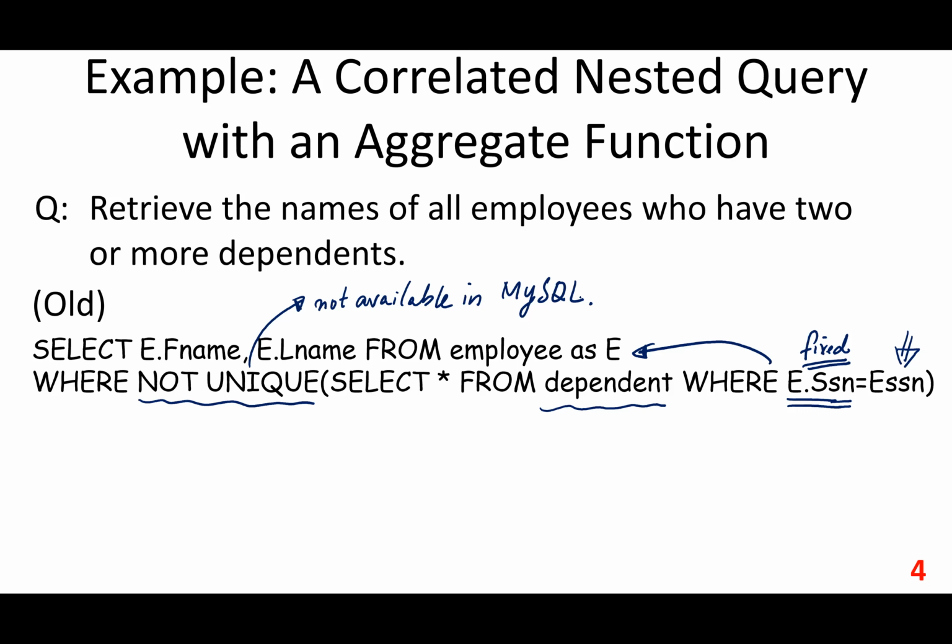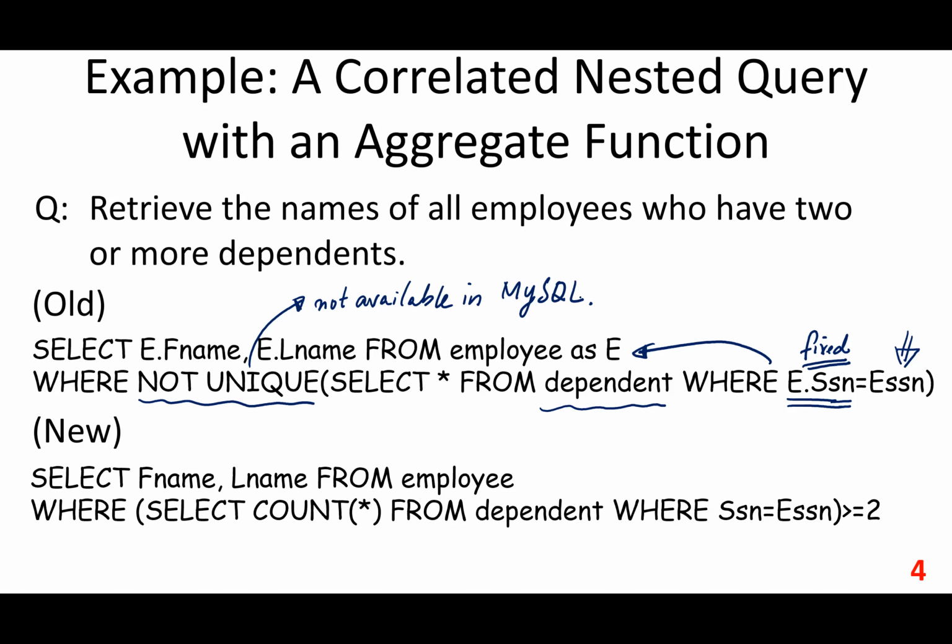So that is a possibility. And in the new version, we can get around it. If the unique function is not supported, then we need to get around it. We can use the count function. Count the number of dependents for that fixed employee, greater or equal to 2, right?